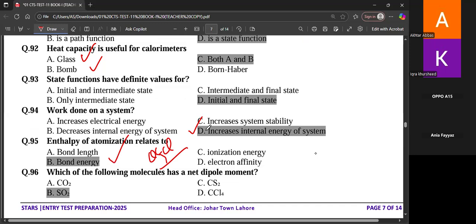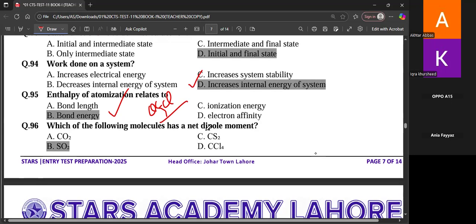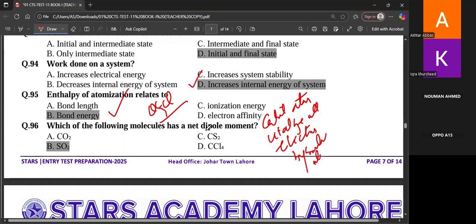96. Which of the following molecules has a net dipole moment? That is SO2. I give the formula for the dipole moment: if the central atom utilizes all its electrons with similar atoms, then its net dipole moment is equal to 0. But if it is not utilized by similar types of atoms, the dipole moment is not equal to 0. So we can say that the best option is SO2.